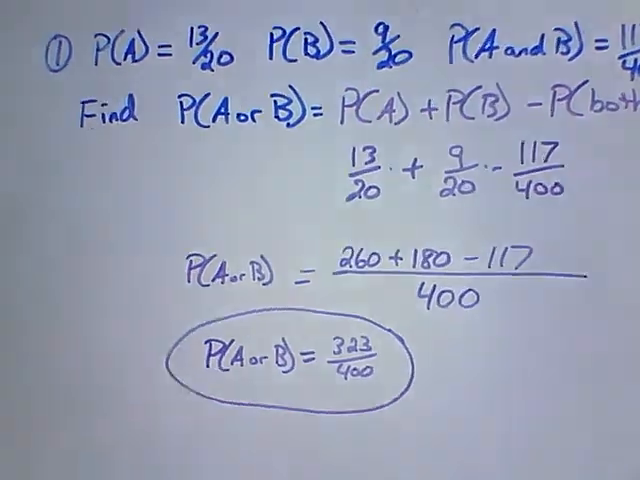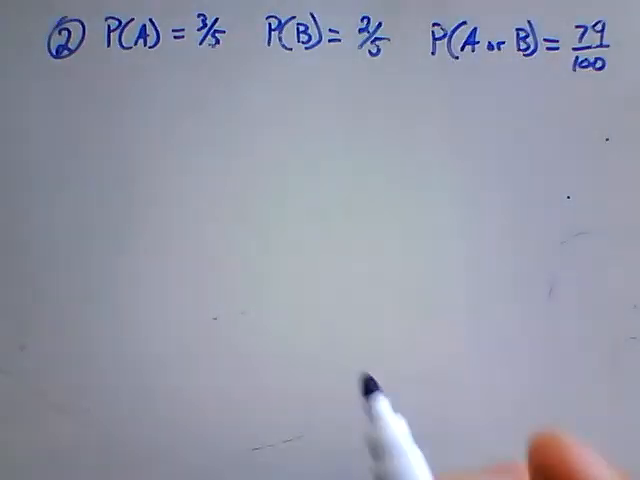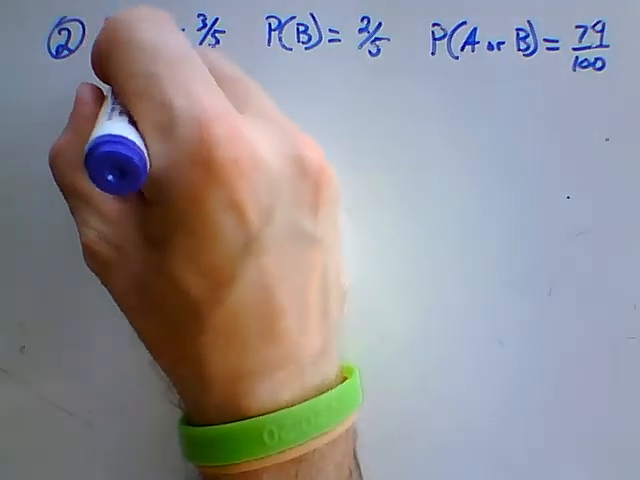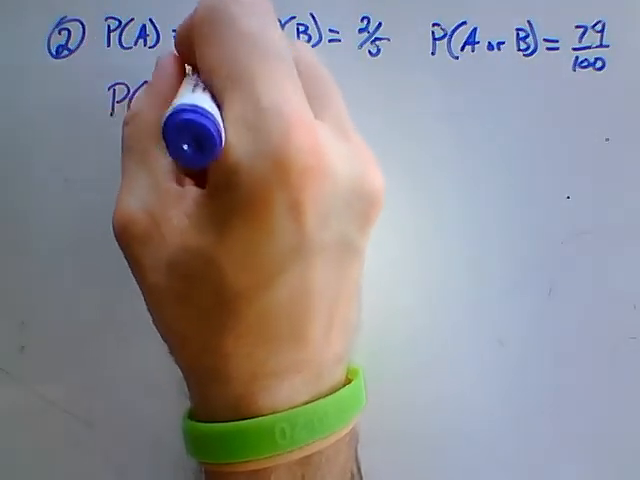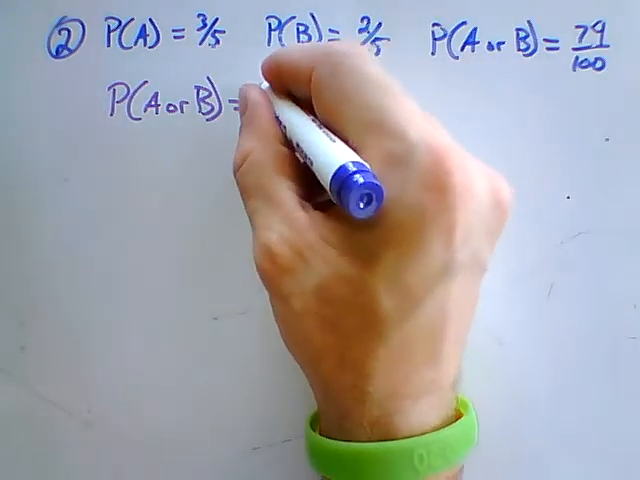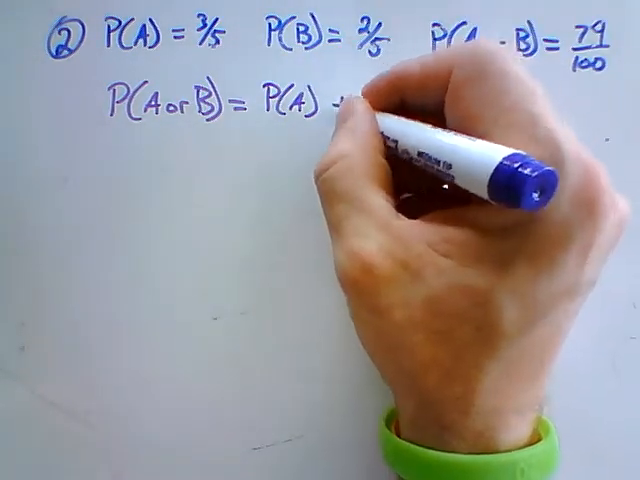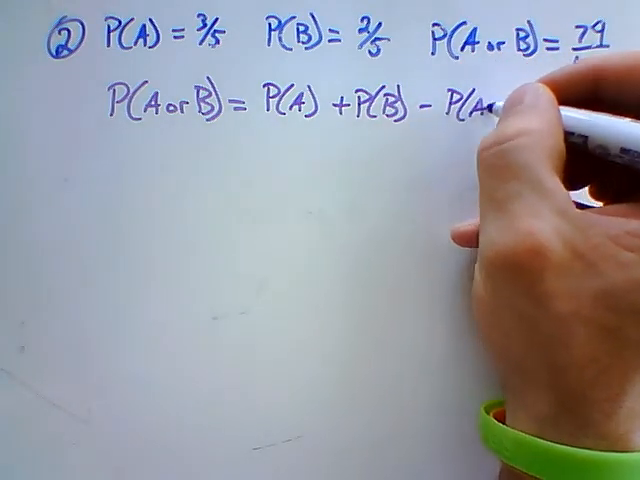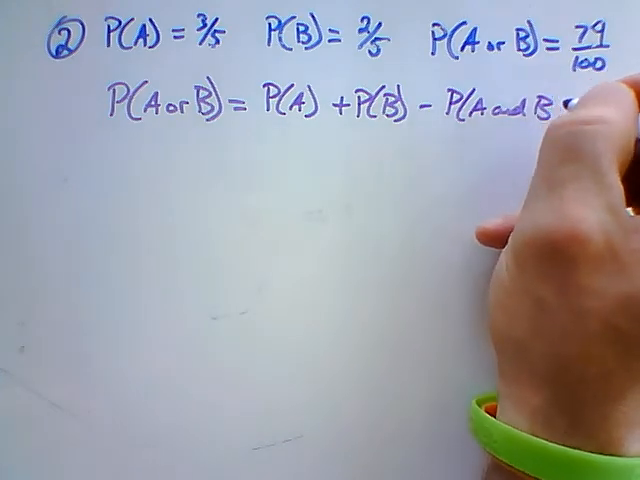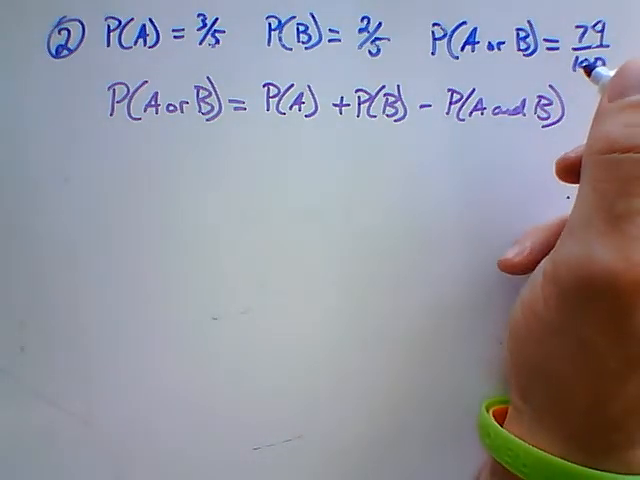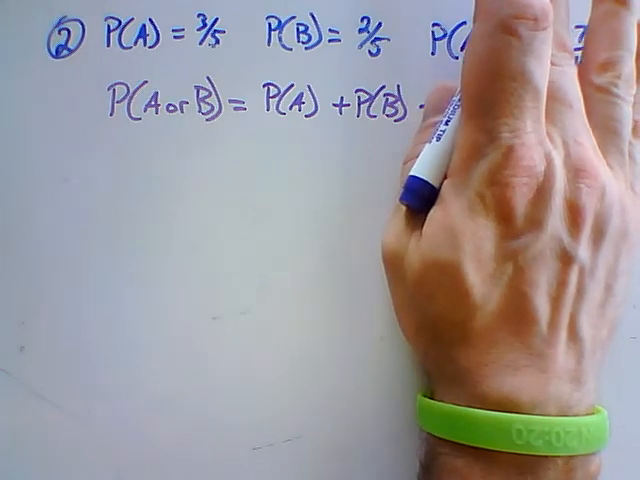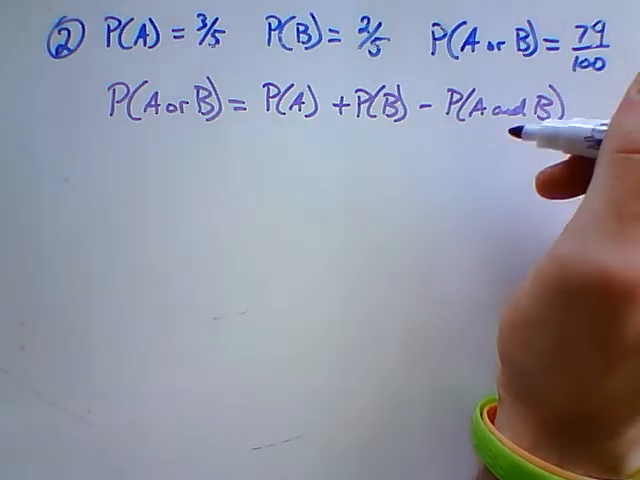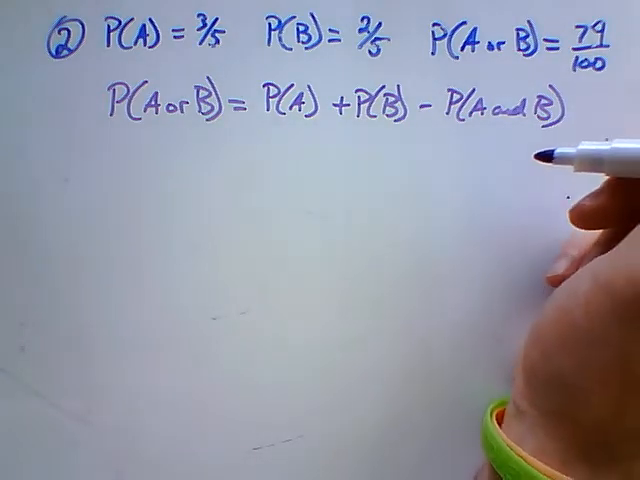Alright, get into a rhythm. Probability of A or B, so let's start with our formula. Probability of A or B equals probability of A plus the probability of B minus the probability of A and B. Now, I don't know if you noticed this or not, this is really the same formula as yesterday. That right there is what yesterday's formula was. If they are mutually exclusive, that guy is just 0, so you don't end up subtracting anything.